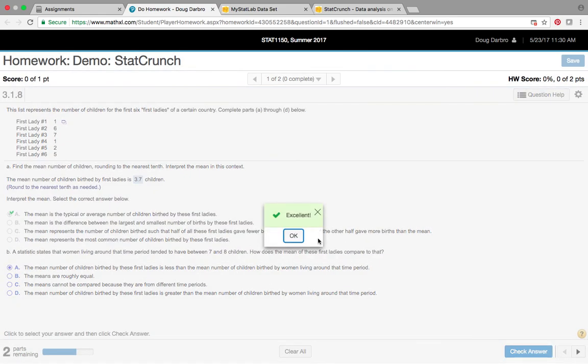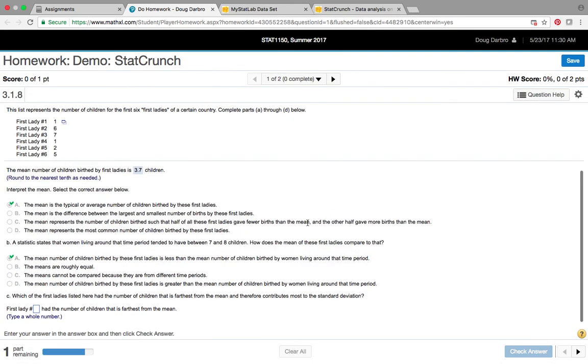I'm going to get one wrong here in just a second, just to mess with you. The first lady had 1 that is furthest from the mean. I'm sorry, the first lady number was furthest from the mean. So guys, the mean was 3.7. Which one of these is furthest from 3.7? Well, clearly the first lady number 3.